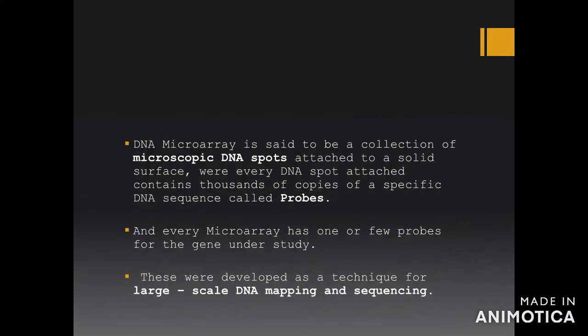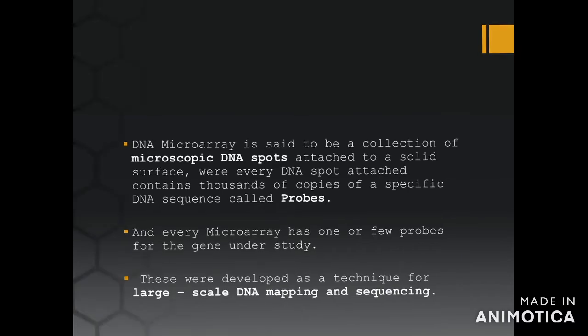DNA microarray is said to be a collection of small microscopic DNA spots that are attached to a solid surface, where every DNA spot attached contains thousands of copies of a specific DNA sequence. It contains only a specific DNA sequence, but thousands of copies of it, and these sequences are called probes, and every microarray has one or a few probes for the gene under study.